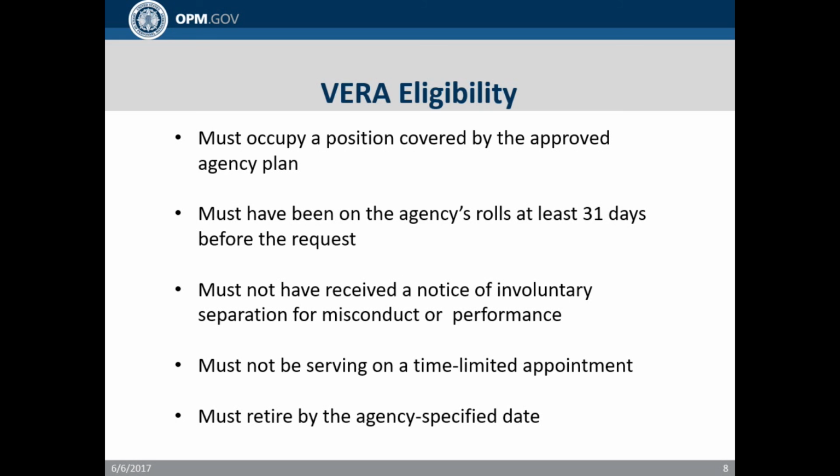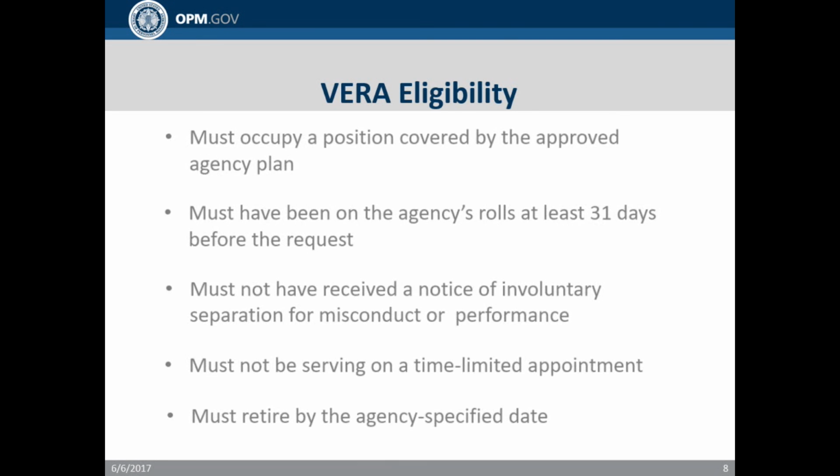The employee must have been on the agency's rolls for at least 31 days before the request. And of course, they cannot have received a notice of involuntary separation for misconduct or performance. They also have to be on a permanent appointment. That is to say, they cannot be serving on any appointment that has a time limit associated with that. And that's most frequently referred to as a not-to-exceed date on the personnel action. And then, of course, they must retire by the agency-specified date in the VERA offering.